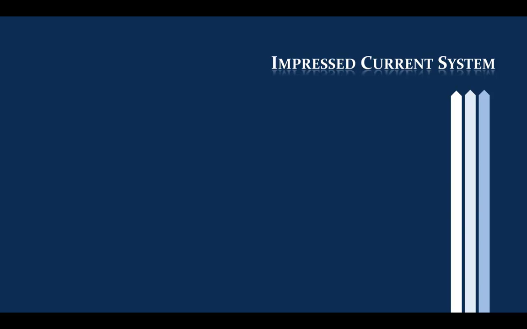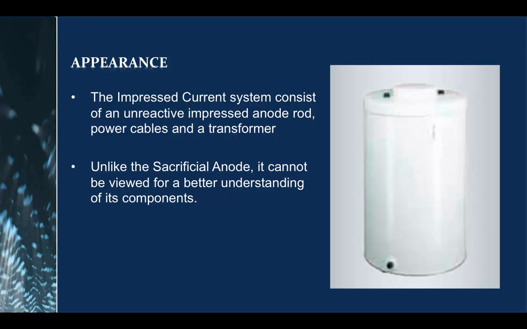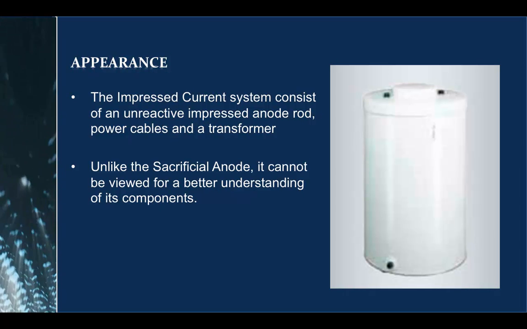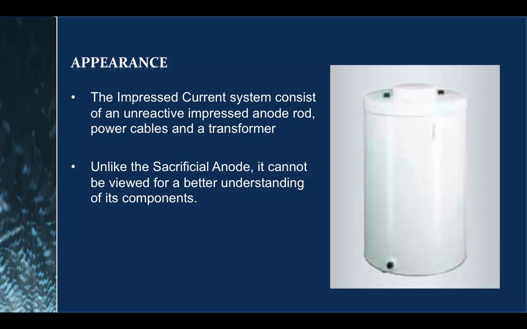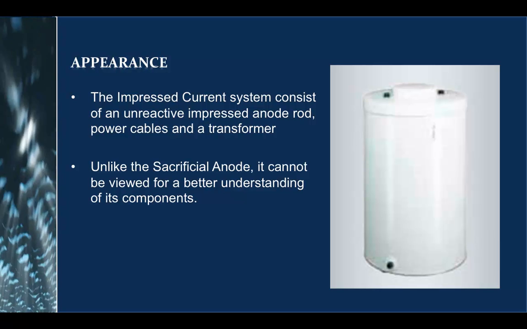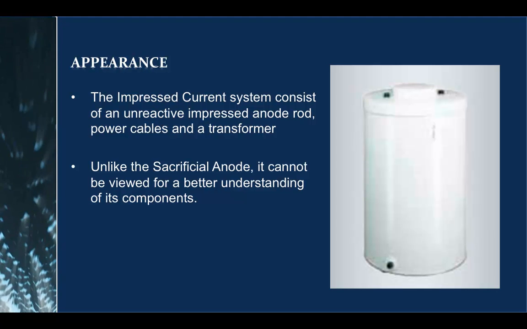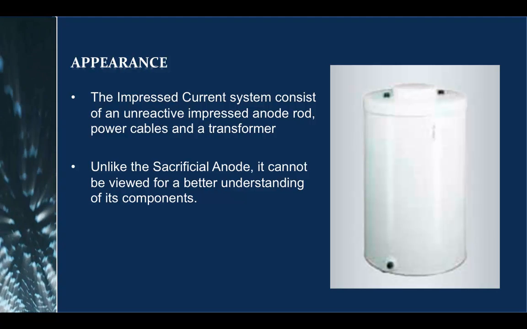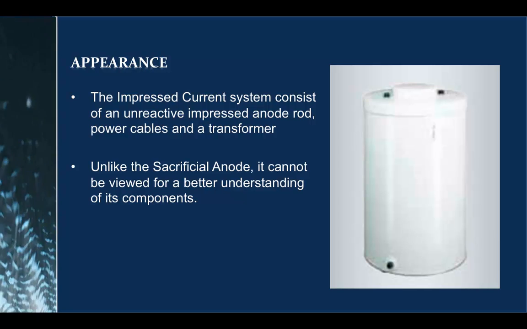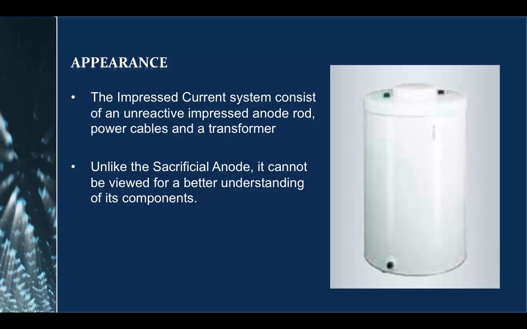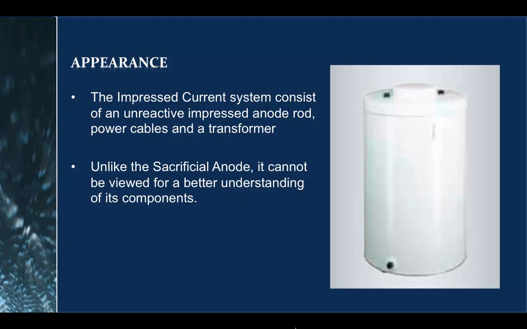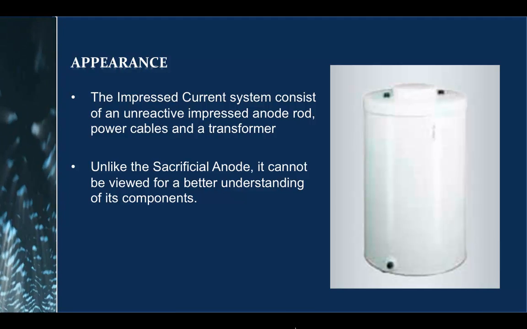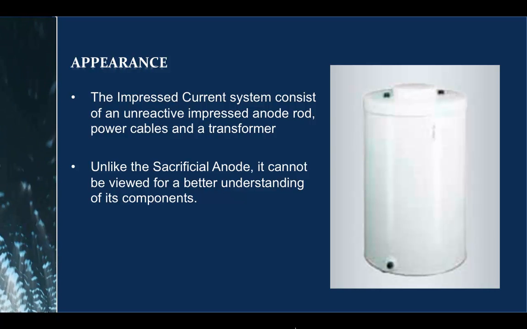Now we look at the second mechanism, which is the impressed current system. The impressed current system consists of an unreactive impressed anode rod. Unlike the sacrificial anode rod, the impressed current system is not reactive, and it uses power cables and transformers to make it reactive. And unlike the sacrificial anode rod, it cannot be viewed for a better understanding of its components.